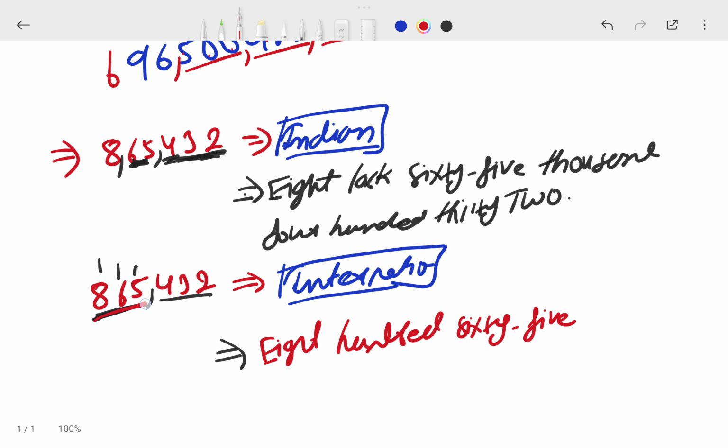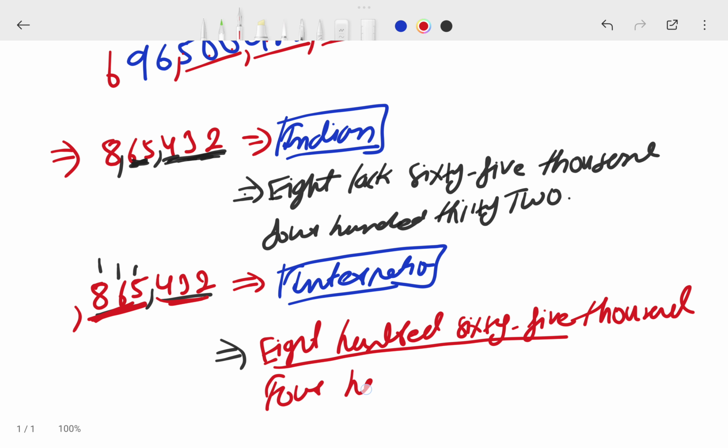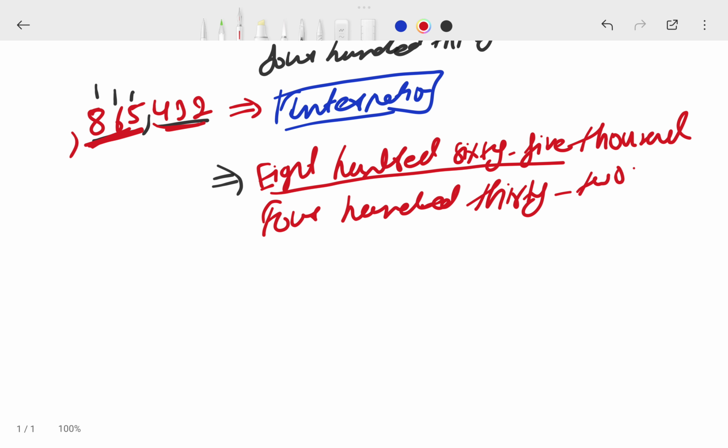Now they will write the 1000. First 865 is there, so they will write like that, 865. Now 865 is written. Now which position are they in? They are in the 1000. So now you will write 1000. Then after, this is 432. 432 over.